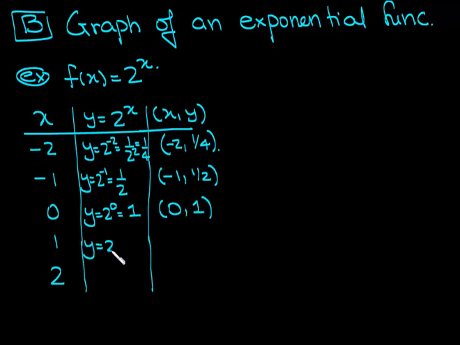y is equal to 2 to the 1, so you just get 2. When x is 1, y is 2. y is equal to 2 to the 2, which is 4. So when x is 2, y is 4.